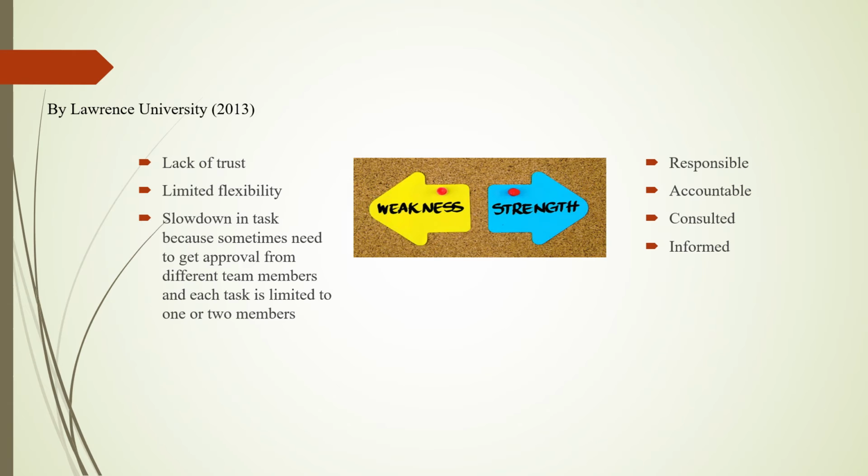Strength. Responsible: person who performs an activity or does the work. Accountable: person who is ultimately accountable and has a yes or no vote. Consult: person that needs to give feedback and contribute to the activity. Inform: person that needs to know of the decision or action.